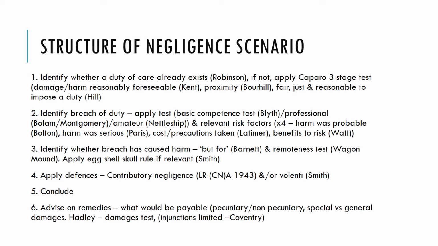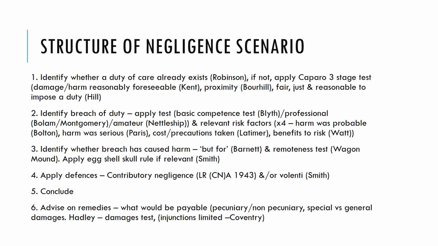Okay. So you've got identifying a duty, a breach of duty, whether the breach has caused the harm, apply defences if applicable. So has the claimant contributed to their negligence, or have they maybe consented? If it was a sport, for example, then perhaps there's consent there. And then you make a conclusion. Really importantly, you must advise on remedies unless the question tells you not to. So just a short paragraph at the end, what would be payable to the claimant?